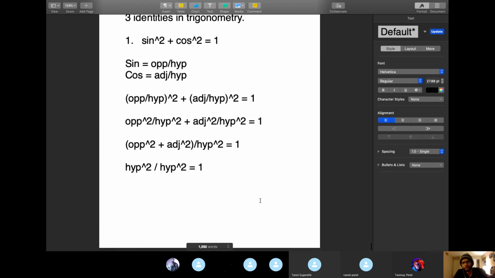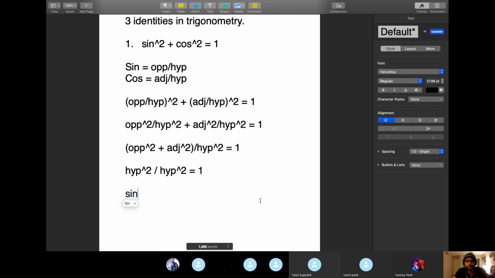So always remember, sine squared plus cos squared equals 1 for any angle in any triangle. It could be 30 degrees, it could be 60 degrees, it could be anything, because the definition of sine is opposite by hypotenuse and the definition of cos is adjacent by hypotenuse. We can square those two and get 1.